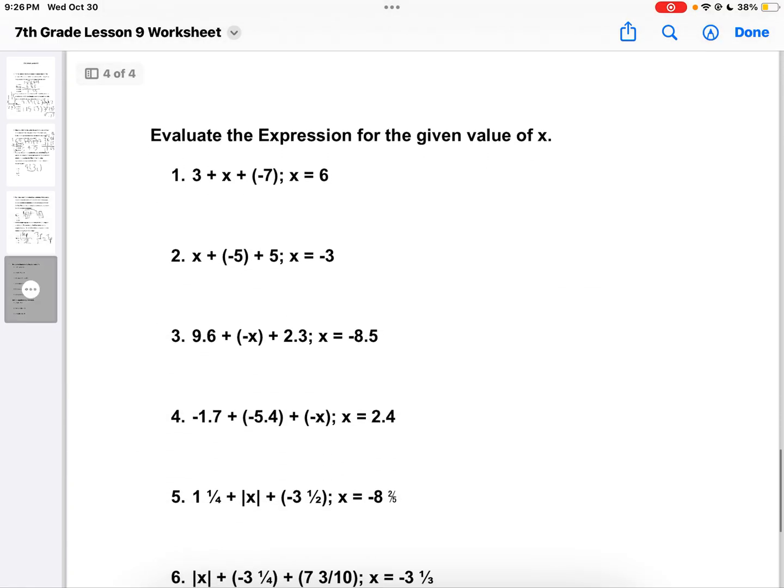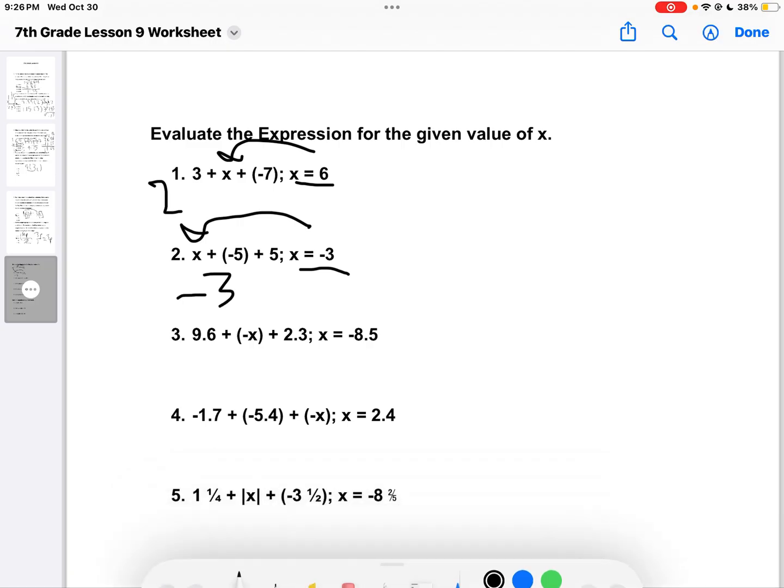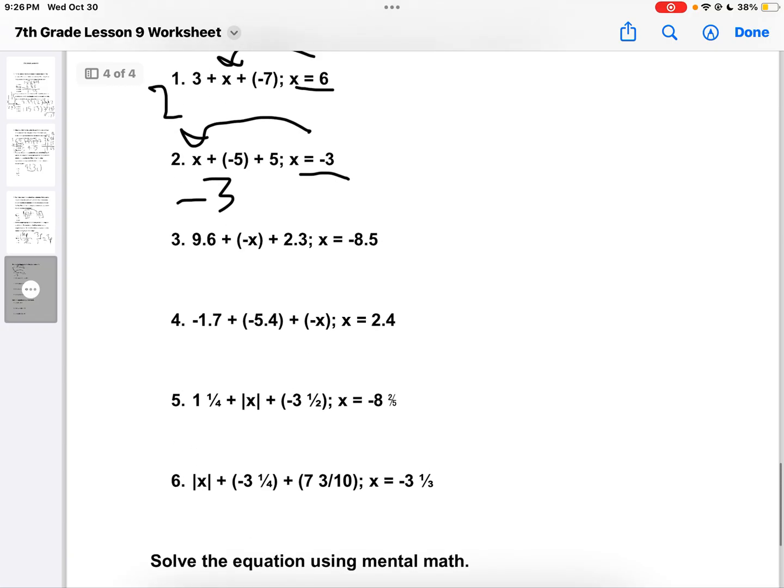Now, evaluate the expressions for the given value of x. So we just plug in this to x. In this case, x is 6, so 3 plus 6 is 9, minus 7 will be 2. Number 2, x is negative 3, so we'll plug it in. Negative 3 minus 5 is negative 5, plus 5 will be negative 3. So it's not that hard.